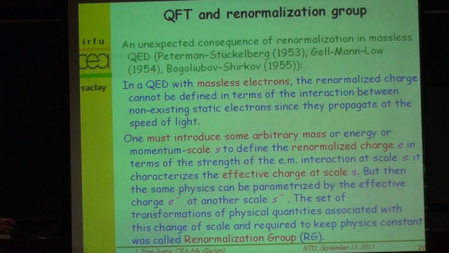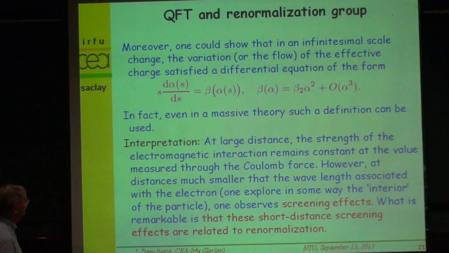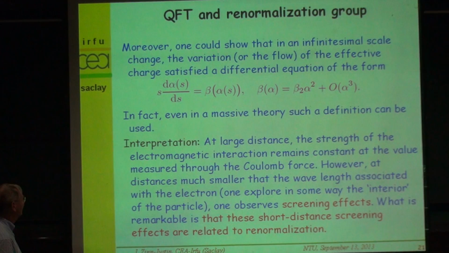And then you realize immediately that if you want the physics to be kept fixed, then given S and S prime, there must be a relation between E and E prime because they describe the same physics. And this was called renormalization. Now, after that, it's not too difficult to realize that if you make an infinitesimal scale transformation, the variation of the effective charge, or let's say here in terms of alpha, the fine structure constant, satisfies a differential equation, a flow equation, in terms of some function, which much later was called the beta function by Kurt Symanzik, which you can calculate in perturbation theory.